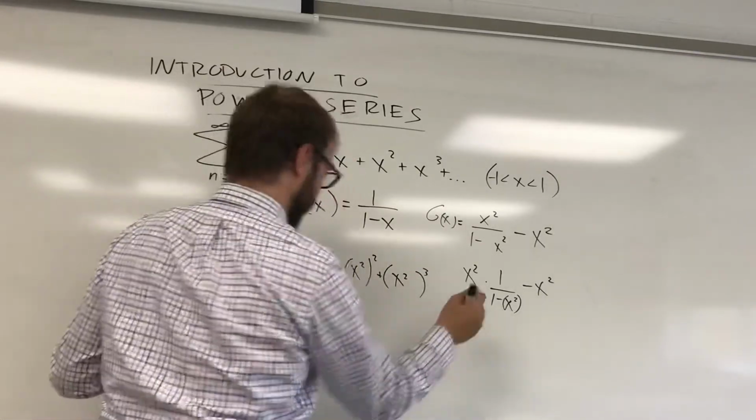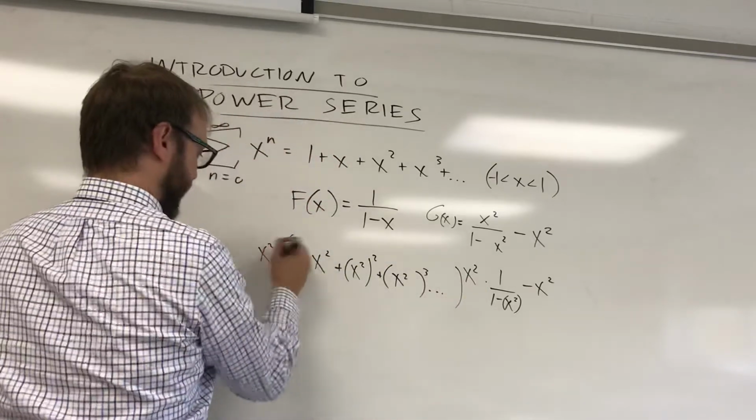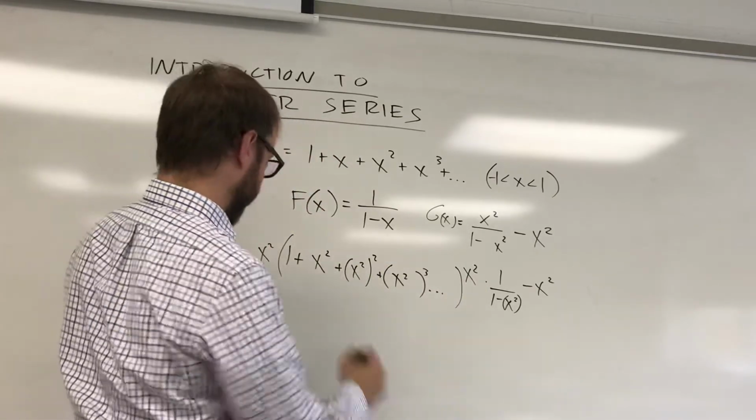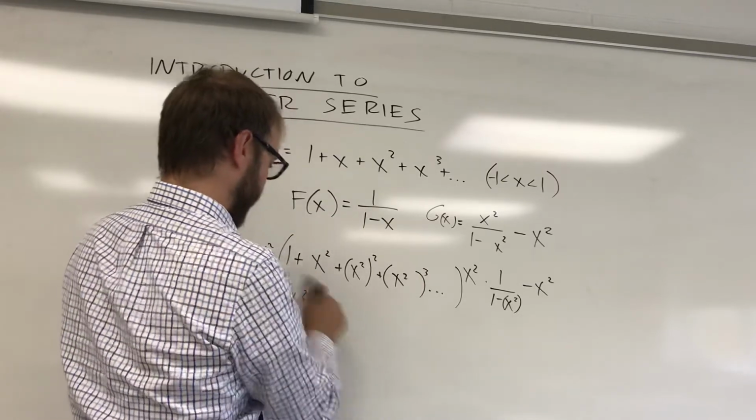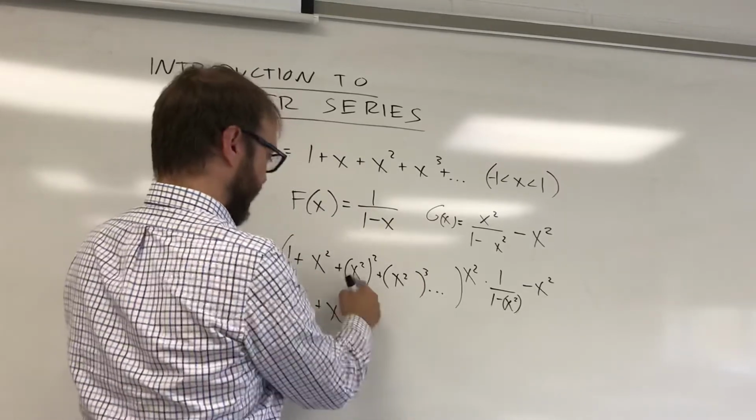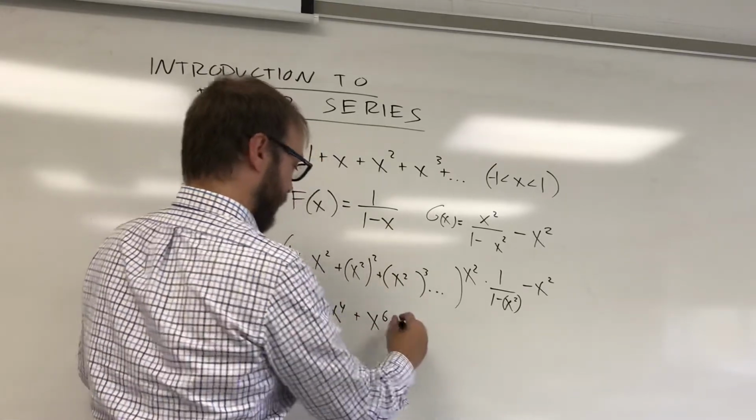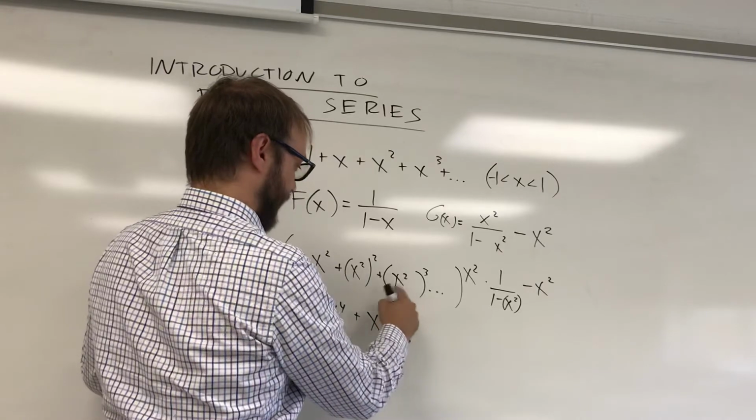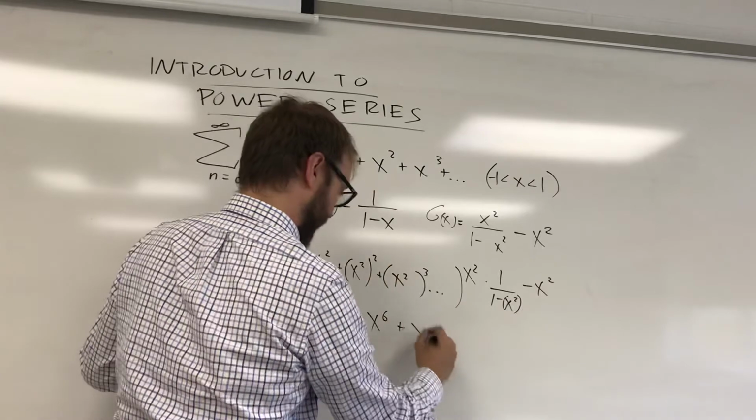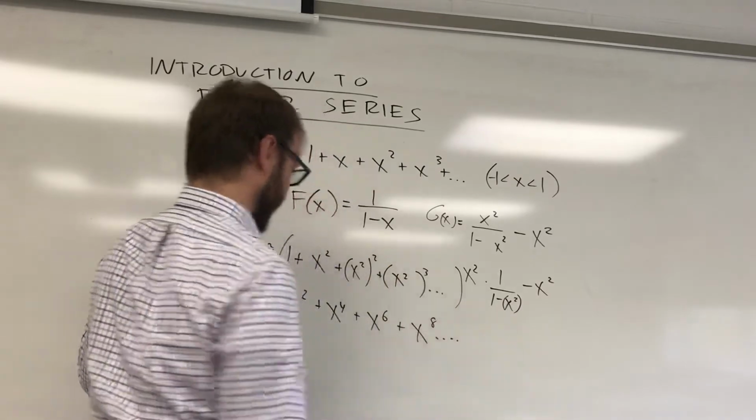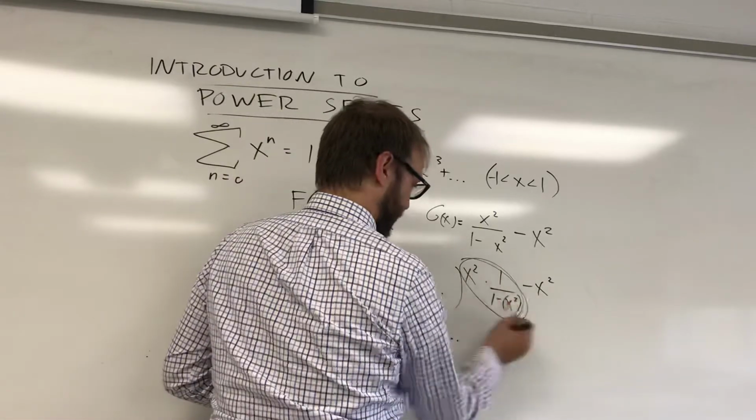The whole thing is getting multiplied by x squared, okay? So our series is going to continue. Each term is getting multiplied by x squared. So what's that going to give me? That's going to give me x squared plus x squared times x squared is x to the fourth, plus this is going to be x to the fourth times x squared. That's an x to the sixth, okay? Plus that's going to be x squared to the third, which is x to the sixth, then we get an x to the eighth, and so on. Okay, there's our series.